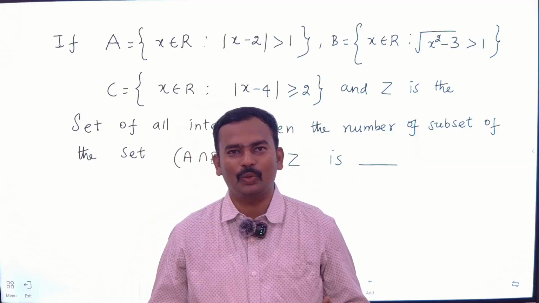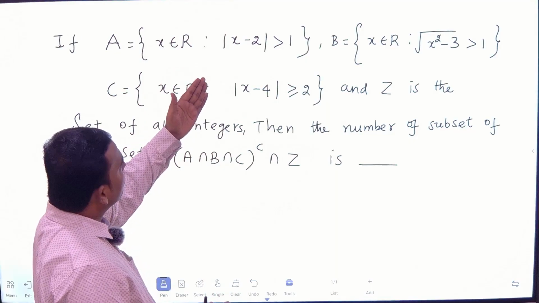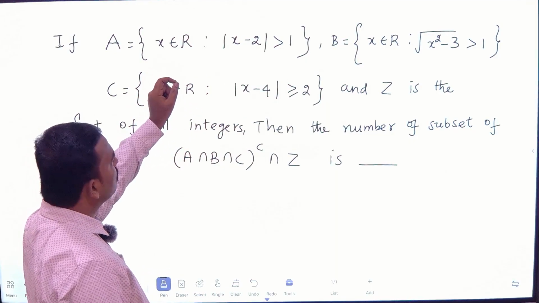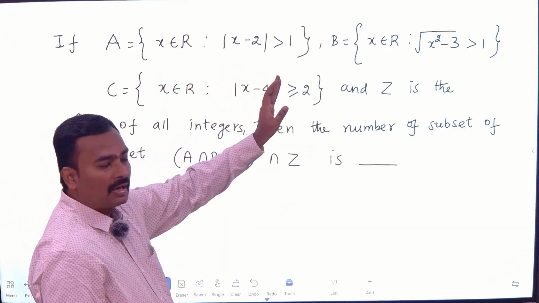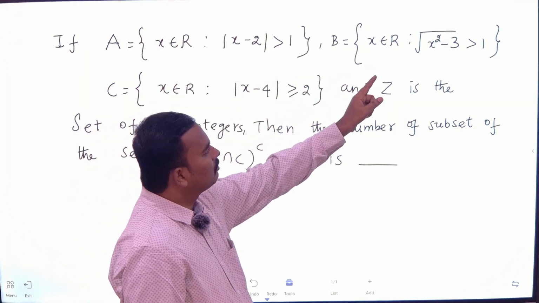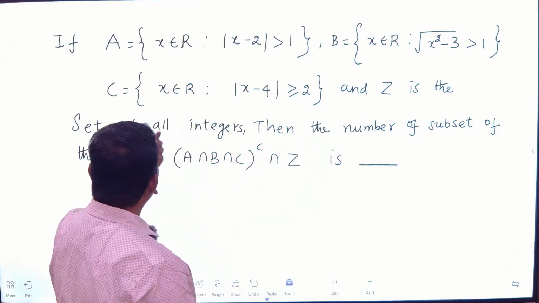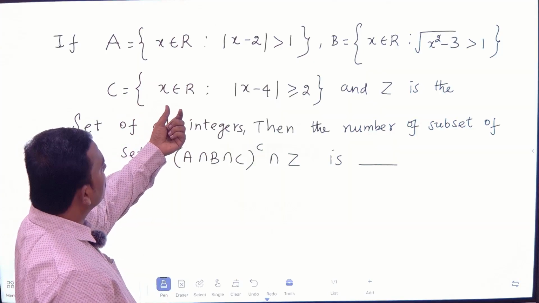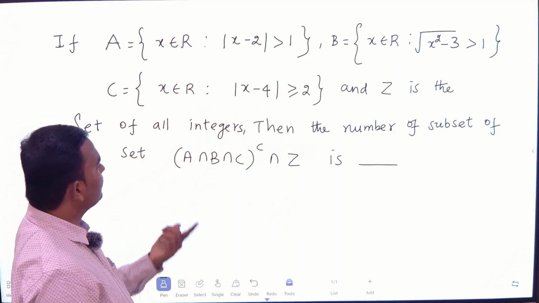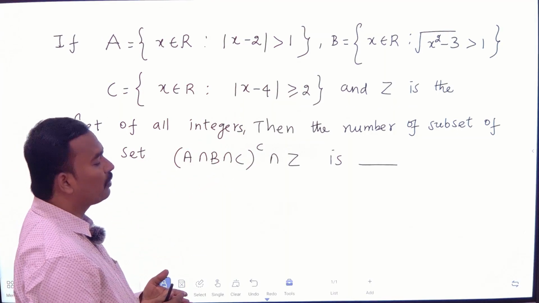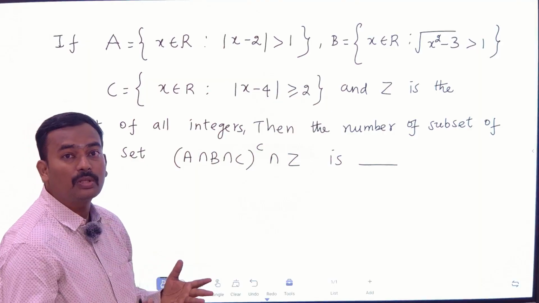Today I am going to discuss with you very interesting set theory related questions. The first set A consists of all the real numbers such that mod x minus 2 is strictly greater than 1, and B is the collection of all the real numbers such that the square root of x square minus 3 is strictly greater than 1. The third set C is the collection of all the real numbers such that mod x minus 4 is greater than or equal to 2, and Z is the set of all integers. Then how to find the number of subsets of (A intersection B intersection C) whole complement intersect with Z?